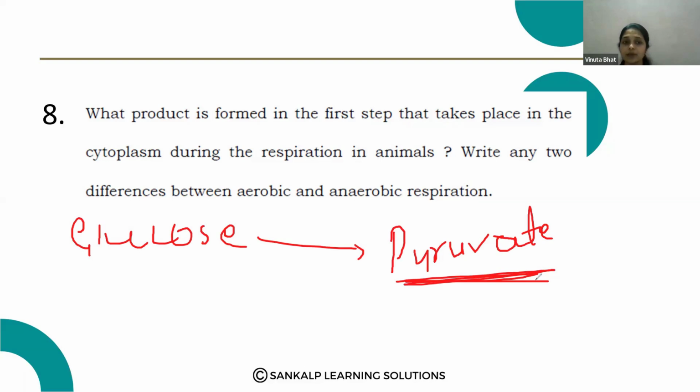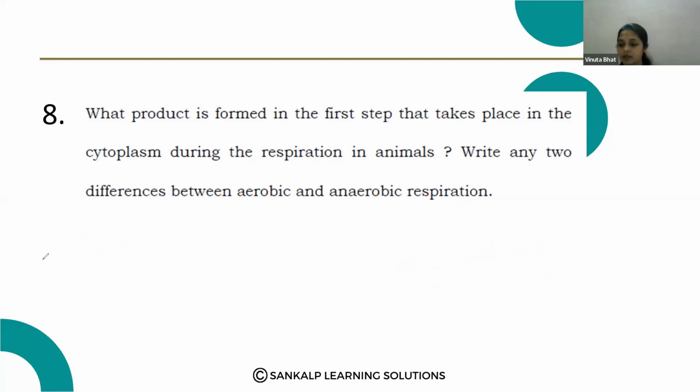Then write any two differences between the aerobic and the anaerobic respiration. Already we have discussed this, the difference between the aerobic and the anaerobic respiration. Here, aerobic respiration, where the breakdown of the glucose takes place in the presence of oxygen. Anaerobic, where the breakdown of the glucose takes place in the absence of the oxygen.